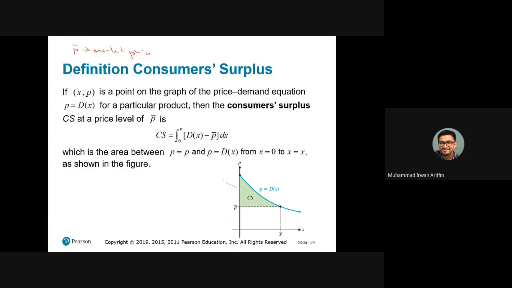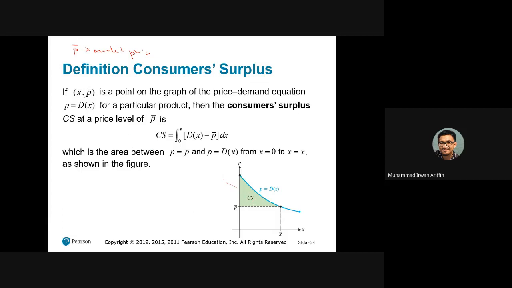Let's say this is an example, mineral water. The prevailing market price is RM1, but there are some people who are willing to pay RM2. You're willing to pay RM2, but when you go to the shop, the price is only RM1. You save RM1, and that represents welfare. That's what we term the consumer surplus.